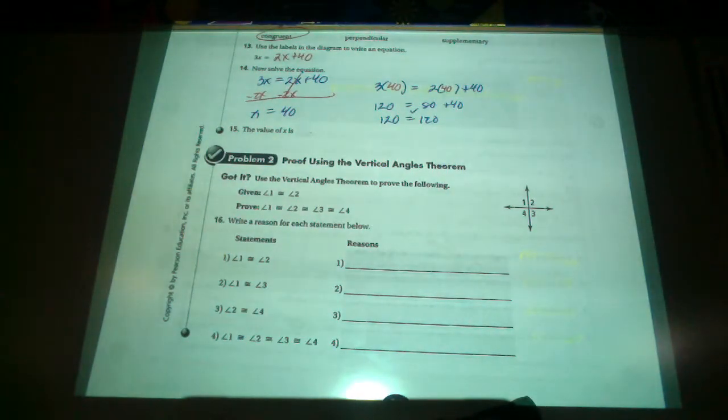We're going to stop after this proof. So use the vertical angles theorem to prove the following. They have given you all the statements, and you have to fill in the reasons. This is a typical question on your test. I will not make you do a full proof by yourself yet. So on this test, you will have all the statements, but you must come up with the reasons. If I don't give you all the statements, it's an extra credit question.